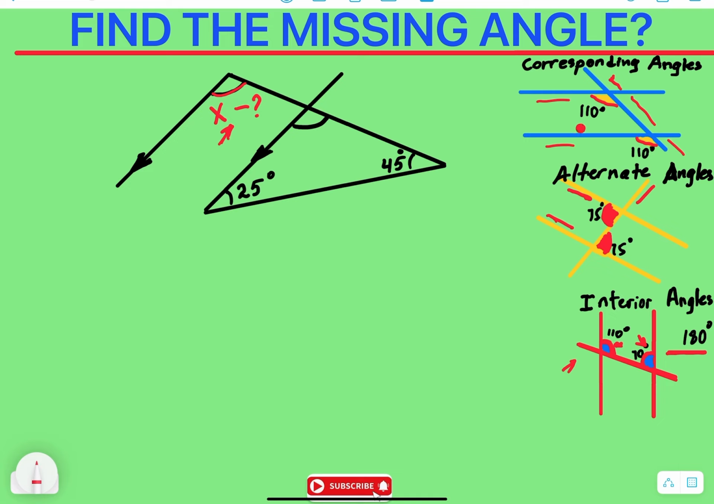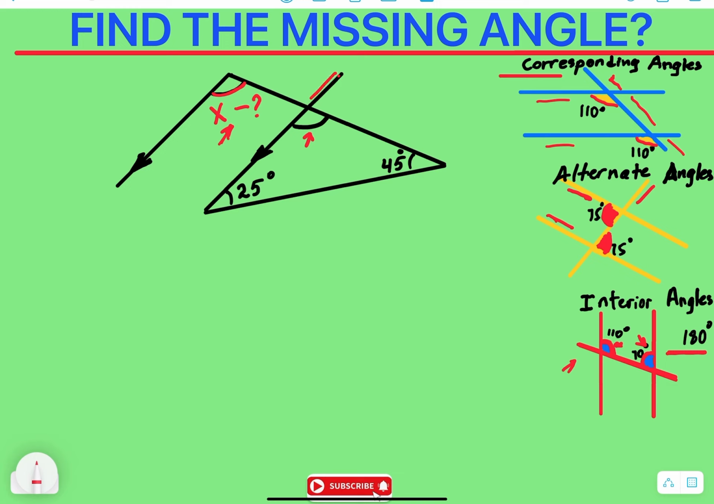When we have parallel lines and a line crosses them, we call them angles of parallel lines: corresponding angles, alternate angles, and interior angles. So in our problem, I hope you found out which angle rule we're going to use. Yes, we're going to use corresponding angles, because we need to find this x, and we have this angle which is a corresponding angle with this angle.